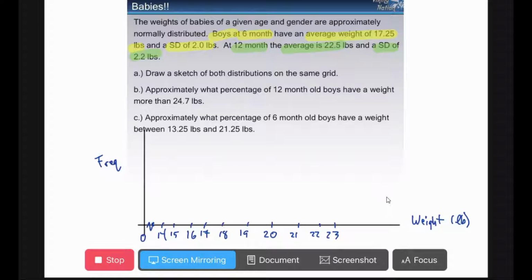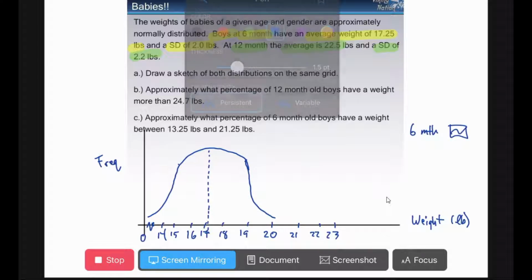All right, let's sketch our curve. So in the first case, 6 months, average weight of 17.25. So that's going to be around here. Standard deviation of 2 pounds. So, you know, 68% of my data is going to be included in there. So that's going to be kind of this part right here. Let's draw our sketch. All right, so that's for 6 months. I'm just kind of having a legend here to label my curves.